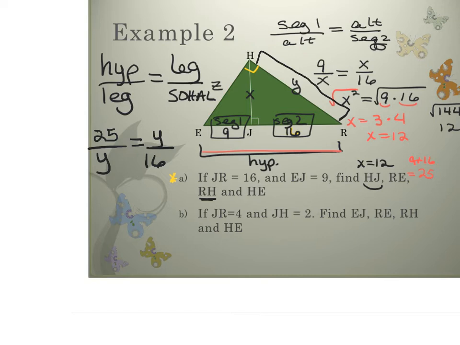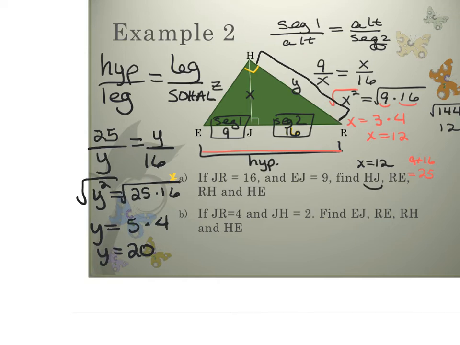I now will multiply diagonally, y squared. Now, instead of multiplying 25 times 16 and then breaking it down, leave it apart. Again, notice you have two perfect squares. The square root of 25 is 5, the square root of 16 is 4, so the length of this leg is 20. So the length of RH is going to be 20.